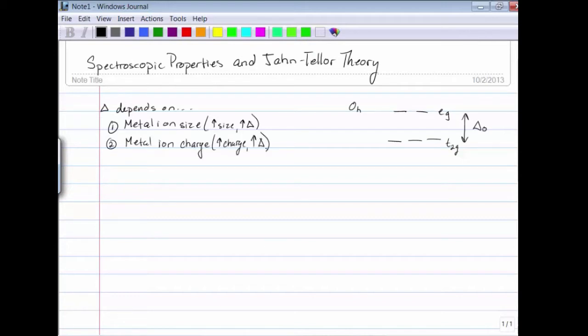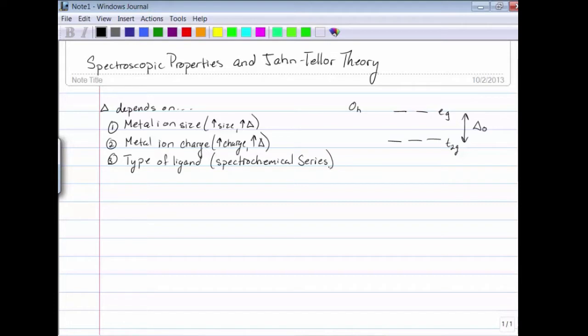And both of these, if you increase size or increase charge, what you end up doing is increasing the interaction between the ligand orbitals and the d orbitals on the metal ion. So you increase that interaction and you make the difference in the EG and the T2G set larger. And the last thing that we talked about was the type of ligand and how that affected delta. And this was the spectrochemical series.